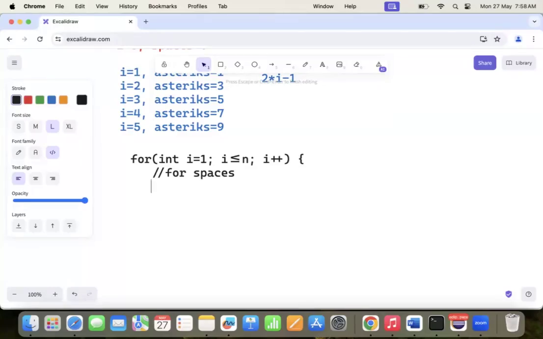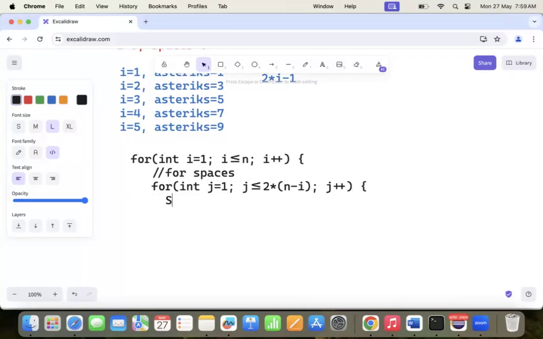Spaces. Rows. Yeah, for spaces. Could you tell me what's the loop to write for? Int j is equal to 1, j less than or equal to 2 into n minus i, j plus plus. This is for spaces.